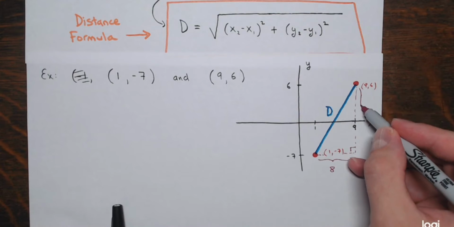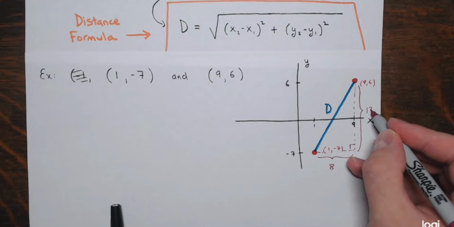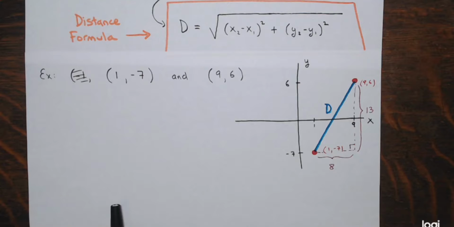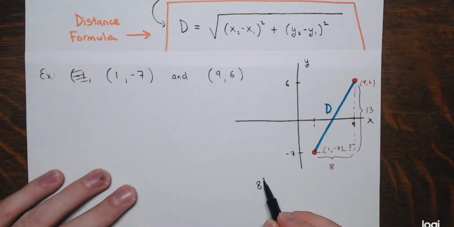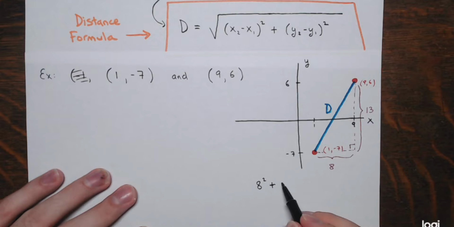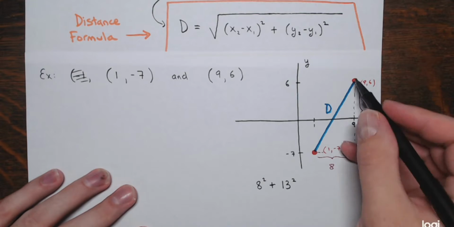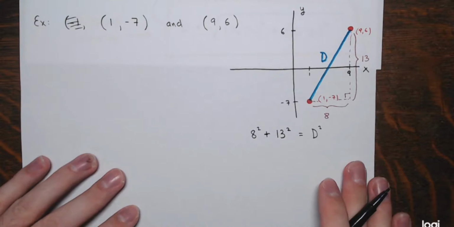And then the vertical leg, I'm going from a y value of -7 up to a y value of 6. That's 7 plus 6, that's 13 units. Or you could do 6 minus -7, y2 minus y1. Then by the Pythagorean theorem, 8 squared, the horizontal leg squared, plus 13 squared, the vertical leg squared, should equal the distance squared, the hypotenuse squared. I'll get back to the formula in a second. I'm just going to cover it up for now.